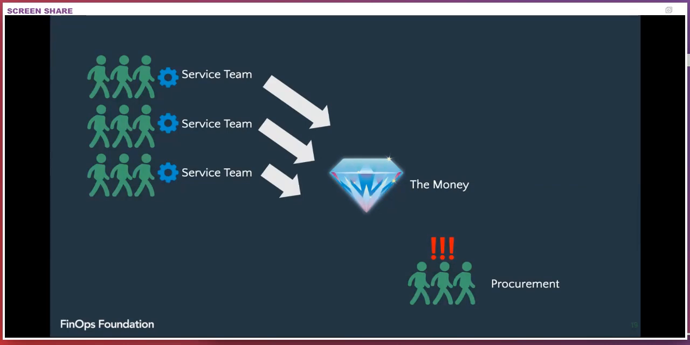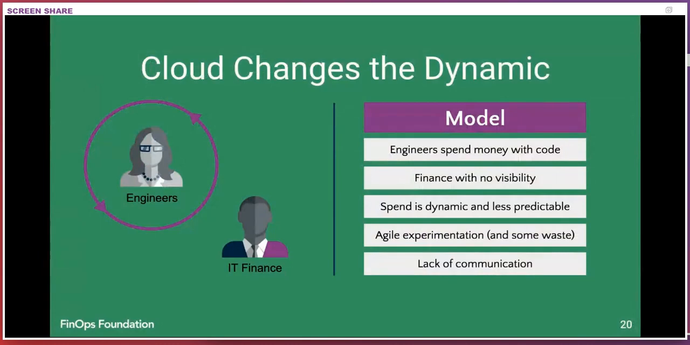At first this seems okay, but then eventually these spends become material to the business. And it's usually at this point we'll hear companies starting to get cloud cost as a pain point and reaching out for how do we solve this problem. So when we look at the cloud dynamics, we've got engineers with a free will to spend money with code. Finance loses that visibility. And as I said, at first this is not too much of a problem, but it does bubble up to a point where it hits a tipping point.